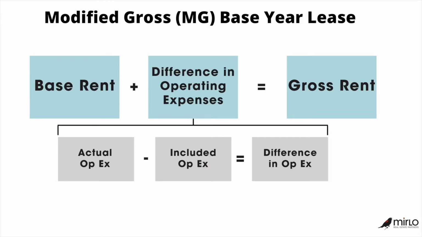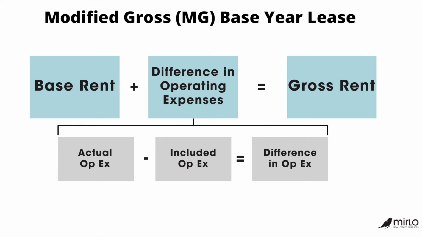Modified gross. This is a hybrid of the gross and triple net lease. It is set up with operating expenses that are included, but with specific exceptions. In the area where I practice, many landlords use a modified gross lease with a provision that allows for a cost of living increase as additional rent over time.